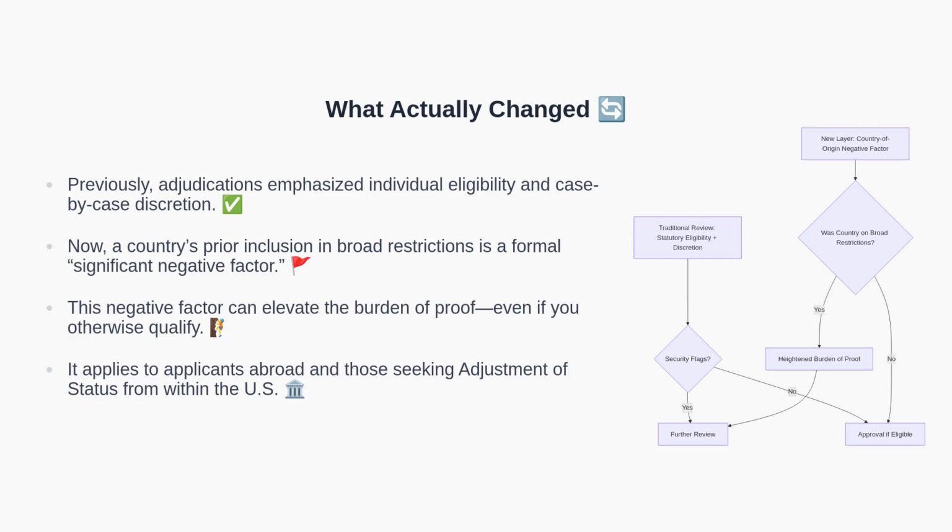Practically speaking, the change introduces a formalized negative factor tied to national origin, when that origin is associated with past broad entry prohibitions or enhanced security concerns. Previously, officers focused on individual eligibility and discretionary considerations specific to the applicant. Now, a generalized country-level designation adds a higher burden. This can apply whether the applicant is abroad or already in the United States pursuing adjustment of status.